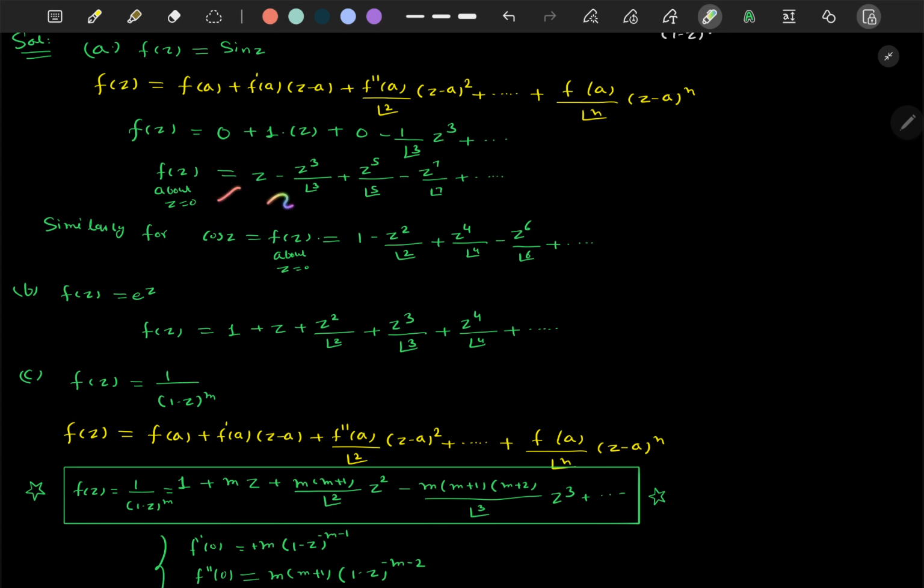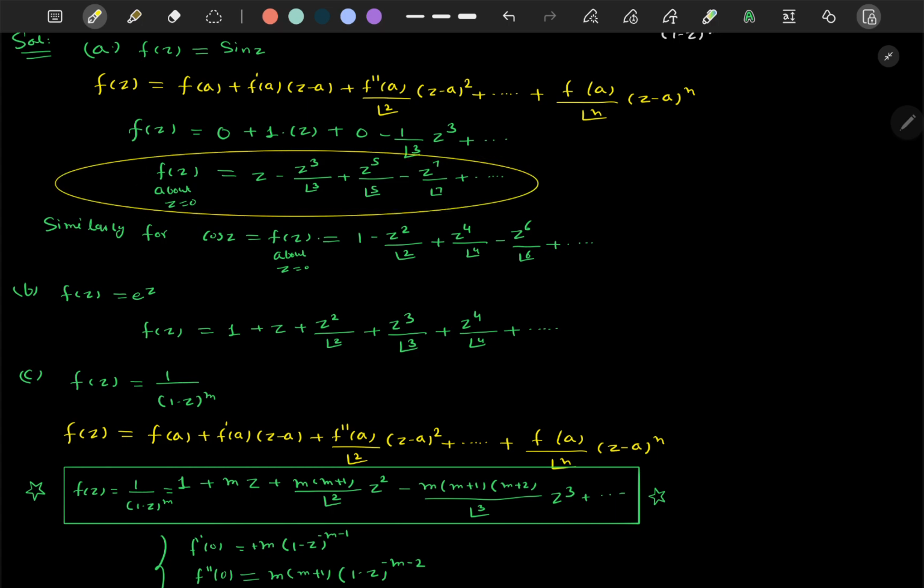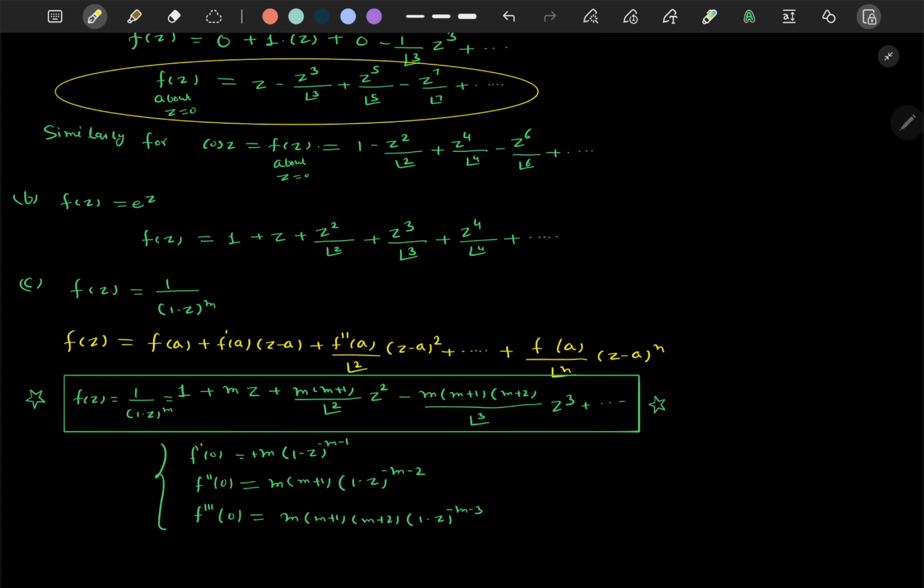So about z equal to 0, the expansion of the function f of z equal to sin z is z minus z cube by factorial 3 plus z5 by factorial 5 minus z7 by factorial 7. Similarly for cos z, the function about z equal to 0 is 1 minus z square by factorial 2, right? You know the value of cos x, 1 minus x square upon factorial 2 plus x to the 4 upon factorial 4.